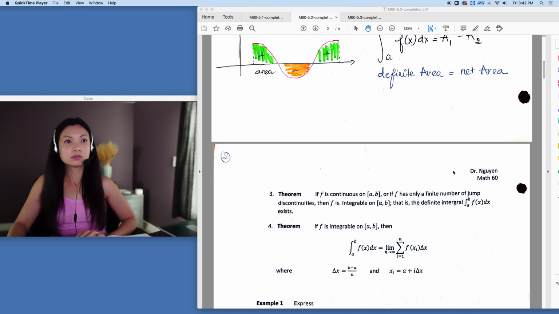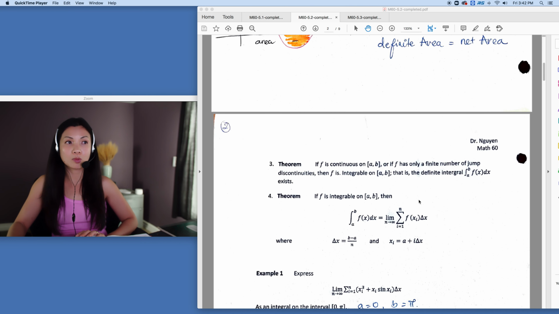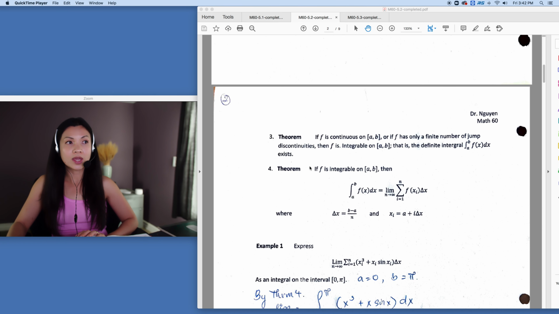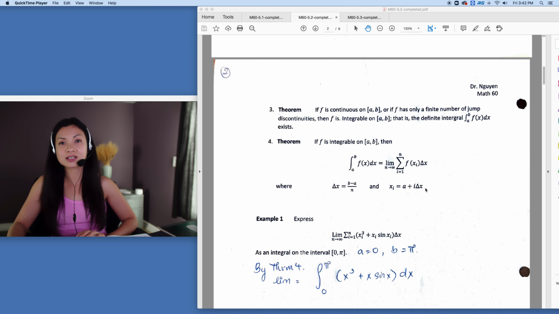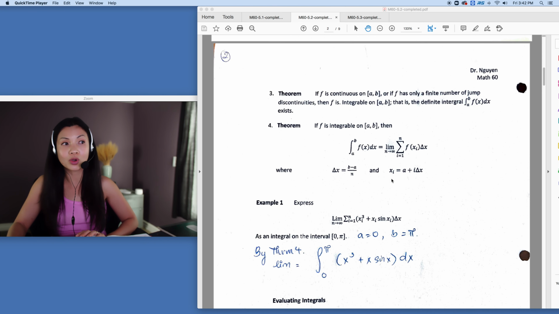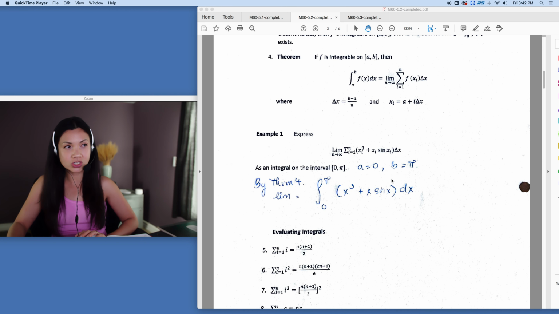Okay, now these are the theorems we have to memorize. If f is continuous on [a, b], or f has only a finite number of jump discontinuities, then f is integrable on [a, b], which means the integral from a to b of f of x dx exists. And then we have the theorem, so the integral is the limit, just like the definition earlier, right? So delta x is going to be b minus a over n. xi is a plus i delta x. This is what we did in 5.1. Now we just put everything in the definition.